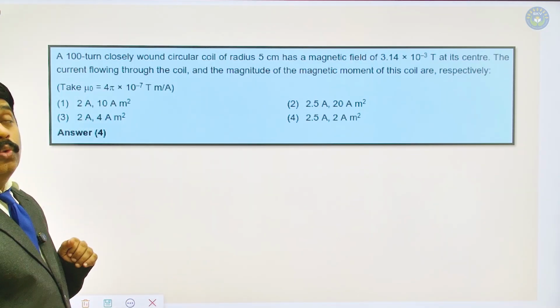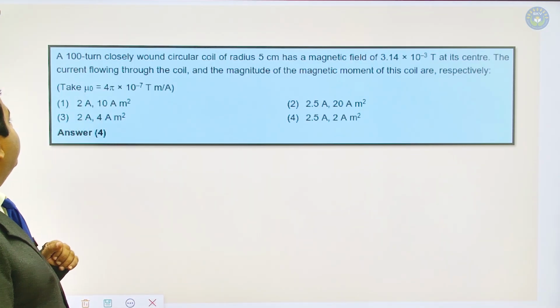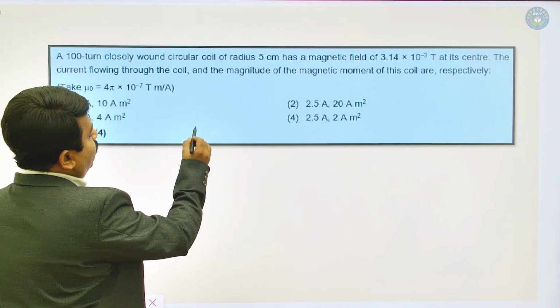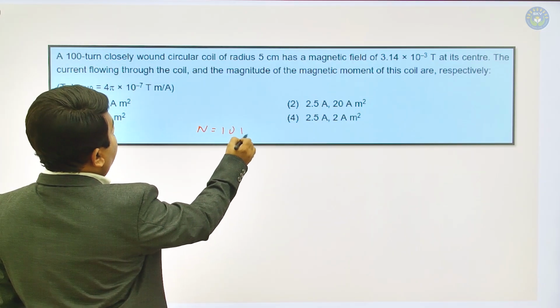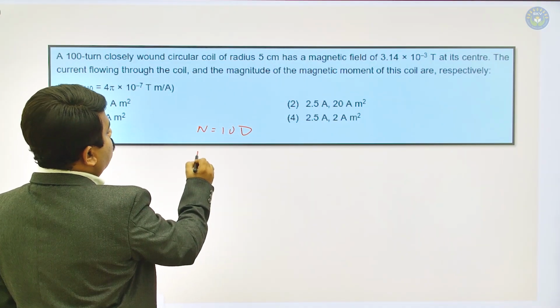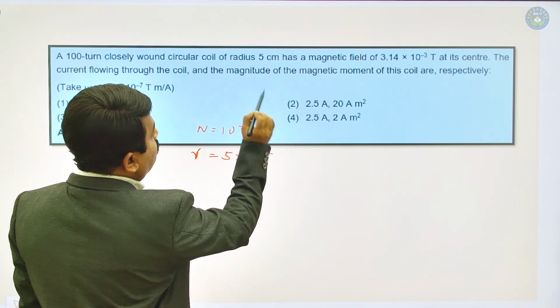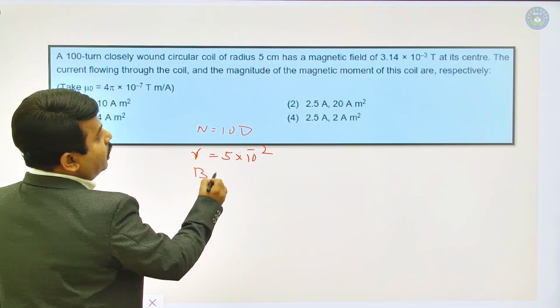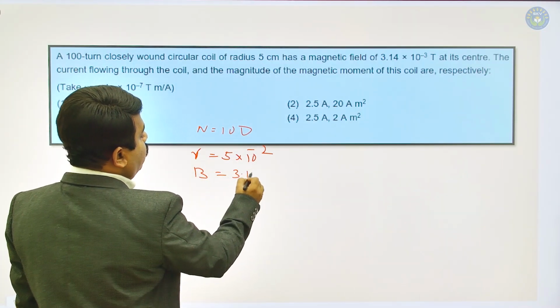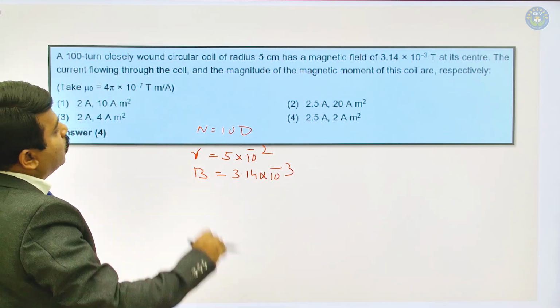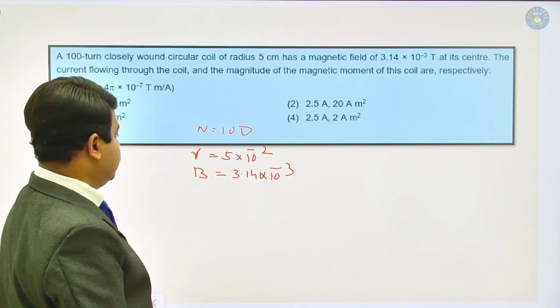Now let us go to question number 29. A 100-turn closely wound coil, number of turns 100. Radius of the coil is also given, that is 5 into 10 raised to minus 2, and it has a magnetic field at its center of 3.14 into 10 raised to minus 3. The current flowing through the coil and the magnetic moment are asked.